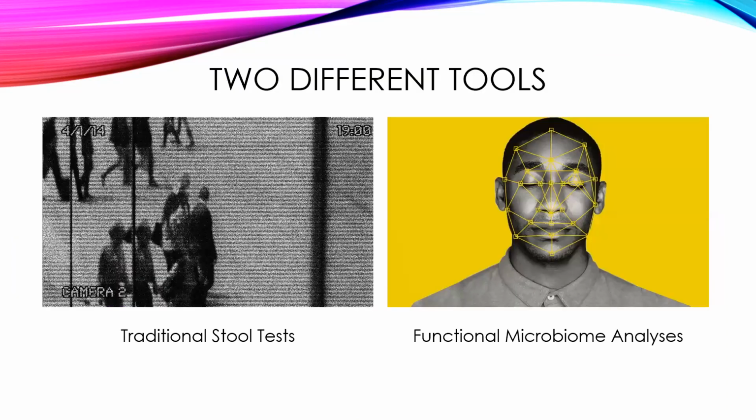So let's think about these as two different tools, as I mentioned before. Traditional stool tests can be a lot like security CCTV footage. It's grainy, it's kind of hard to see who exactly is there. Whereas a functional microbiome analysis is a lot like facial recognition software used with intelligence agencies around the globe. They have high-tech software to help you identify exactly who is present and what they're doing there.